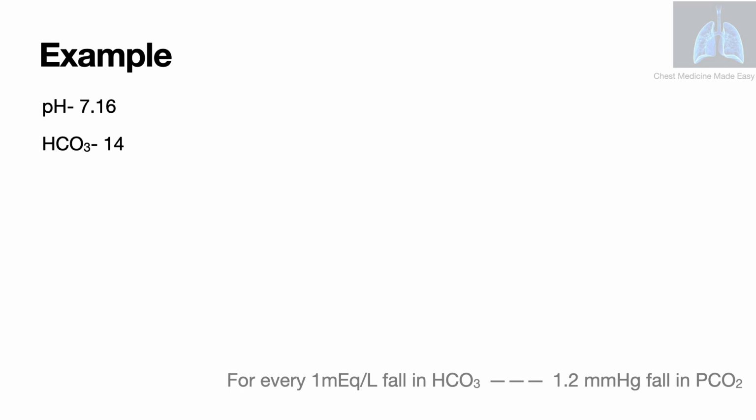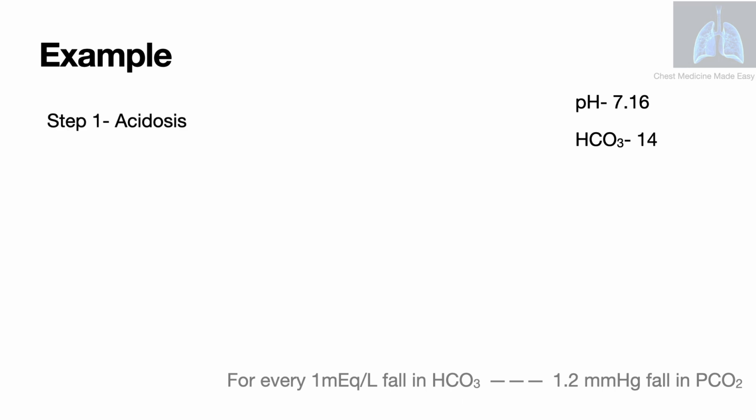I will leave the predicted values at the bottom of your page for your reference. The pH in this example is 7.16 and the bicarbonate is 14. So if you would recall from the first video, step 1 is to determine whether this is an acidosis or an alkalosis. The pH is low, so this is an acidosis. Step 2, is it a metabolic or a respiratory acidosis? Here the bicarbonate level is low, so this is a metabolic acidosis.